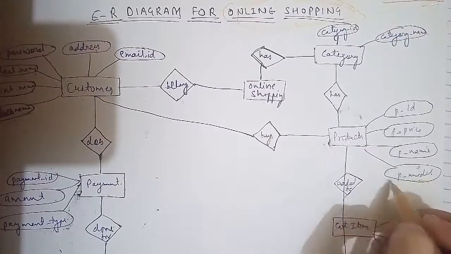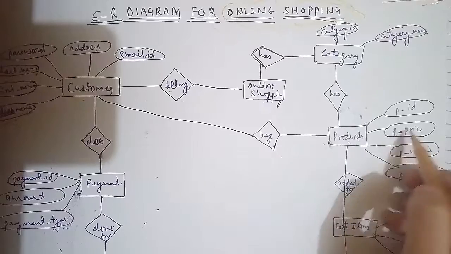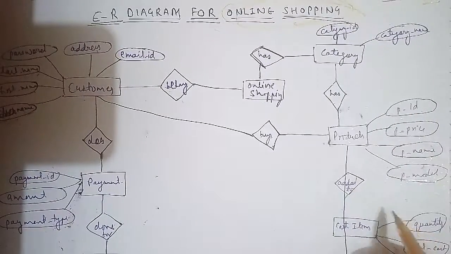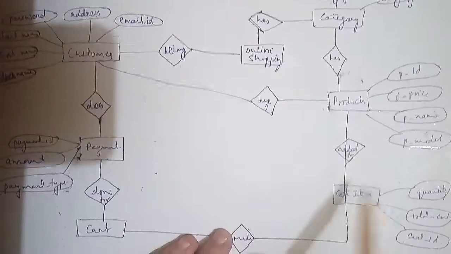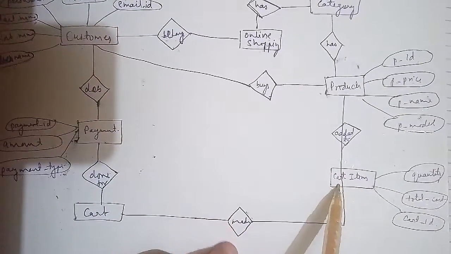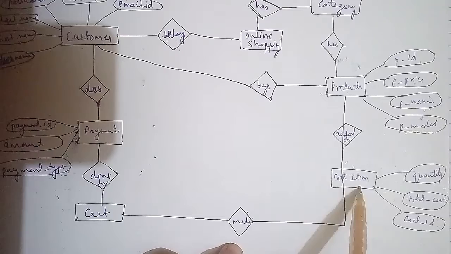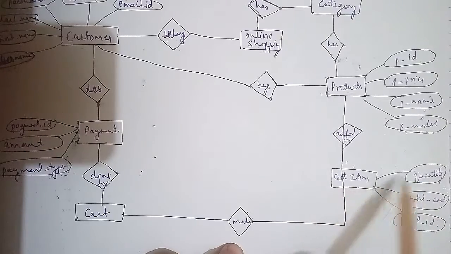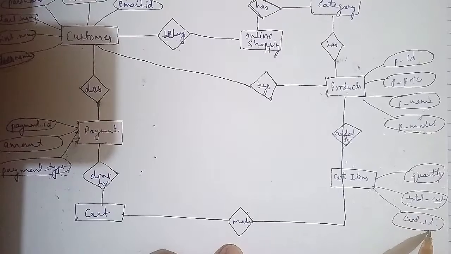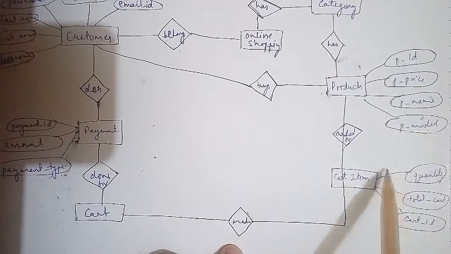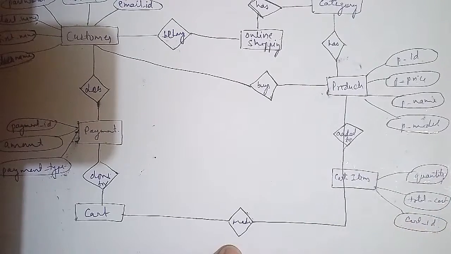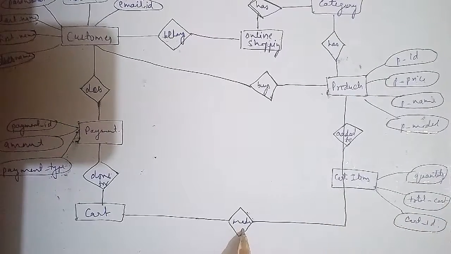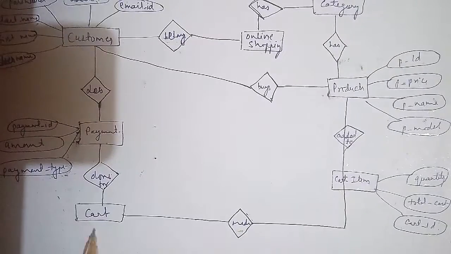In product ID, that is what they are ordering here, so ordered according to that, and that is the cart items. What is the cost? It depends upon the quantity, total cost, and of course the cart ID here. The cart items have the quantity, total cart and cart ID as well. And the cart item is made into the cart, and then you have to go ahead with the payment.